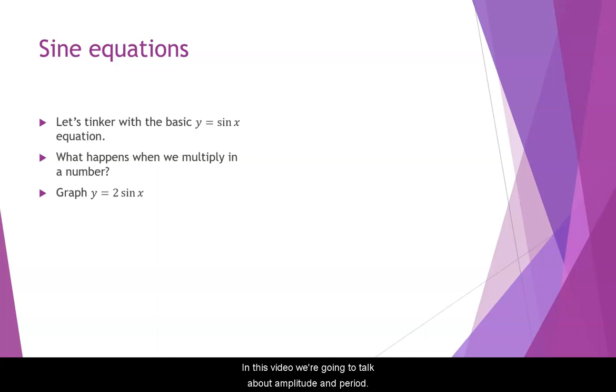In this video, we're going to talk about amplitude and period. Let's start by tinkering with the basic y equals the sine of x equation. What happens when we multiply that by a number? So, for example, let's graph y equals 2 times the sine of x.